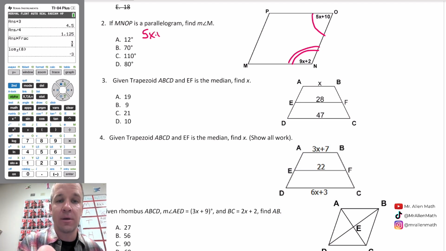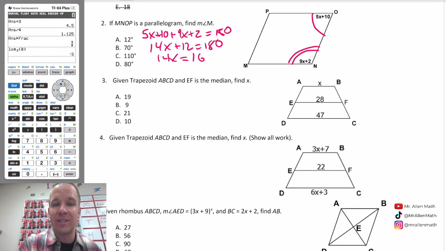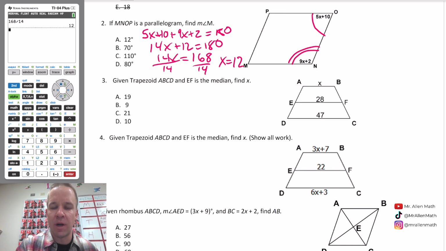So 5x plus 10 plus 9x plus 2 equals 180 degrees. Then I'm going to combine some like terms. So I get 14x plus 12 equals 180. I'm going to subtract that 12 and get 14x equals 168. Then we'll divide by 14 on both sides. And we get x equals 12 right there in the calculator.